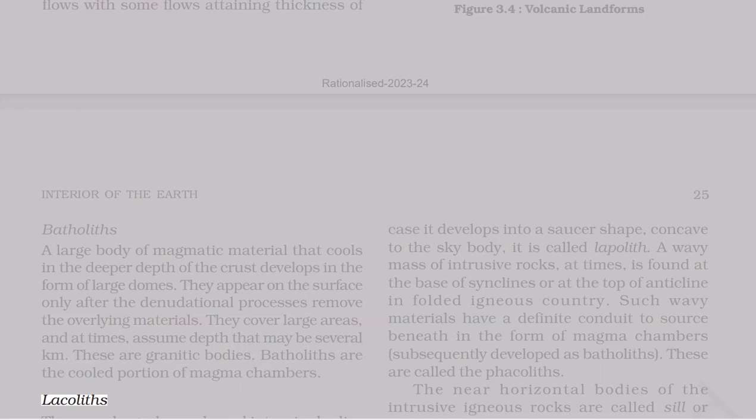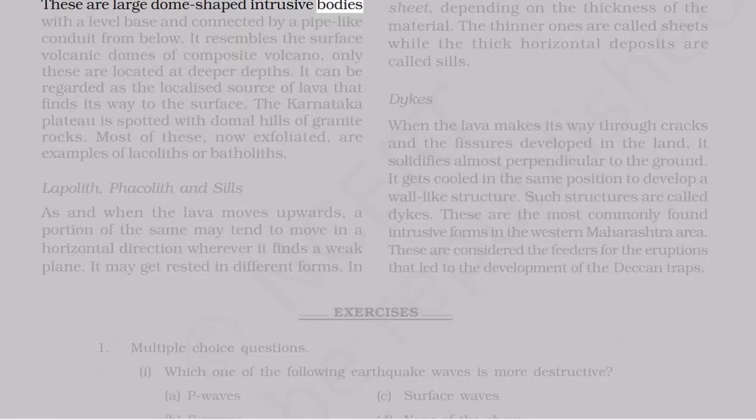Laccoliths. These are large dome-shaped intrusive bodies with a level base and connected by a pipe-like conduit from below. It resembles the surface volcanic domes of composite volcano, only these are located at deeper depths. It can be regarded as the localized source of lava that finds its way to the surface. The Karnataka plateau is spotted with domal hills of granite rocks. Most of these, now exfoliated, are examples of laccoliths or batholiths.